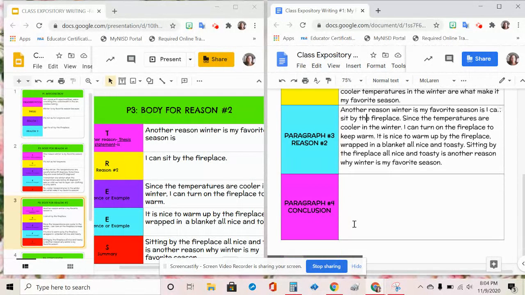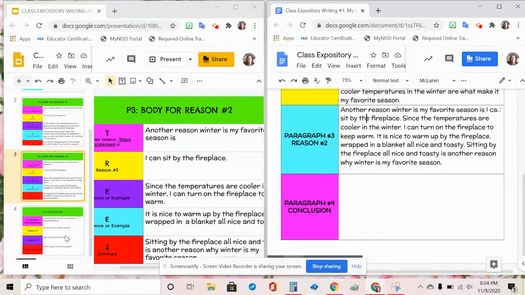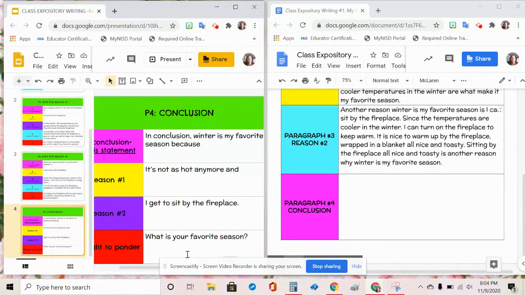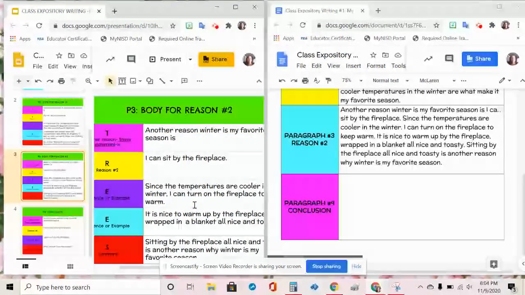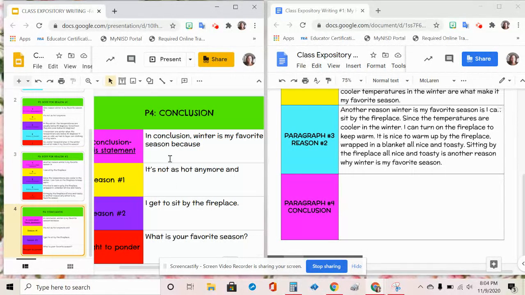And now I'm ready to write the conclusion or my paragraph 4. So again, I'm going to go over to my slides and I'm going to look at all the sentences that I wrote for my paragraph 4. Now remember, all I did was restate my thesis statement, my reason 1, and my reason 2. So I'm going to put that all together as one paragraph and it's going to look like this.